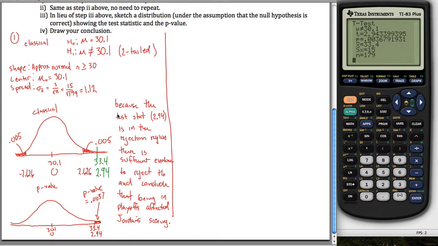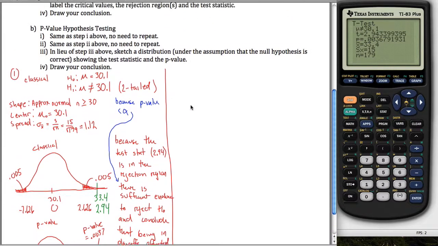So my conclusion is, because the p-value is less than alpha. My p-value is 0.0037, alpha is 0.01. Because the p-value is less than alpha, there is sufficient evidence to reject the null hypothesis. And conclude that being in the playoffs affected Jordan's scoring. Good enough. There's the first one.